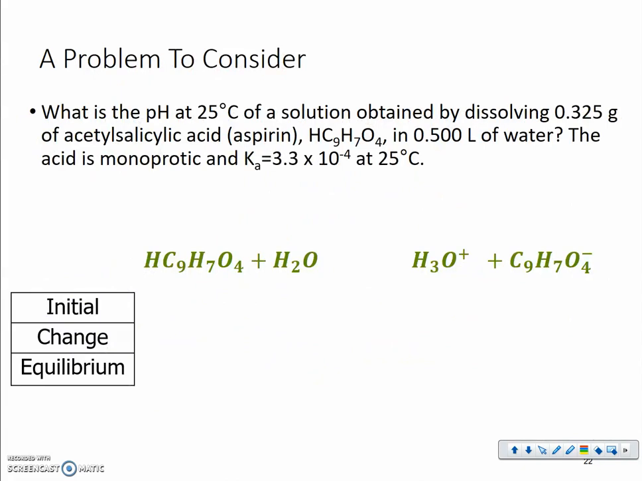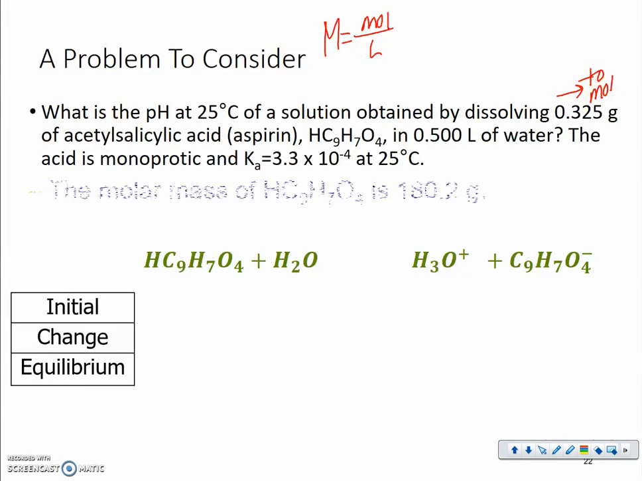All right. What is the pH of a solution that has 0.325 of acetylsalicylic acid, which is just aspirin, and 0.5 liters of water? The monoprotic acid, and we know the Ka. So first thing you have to do is find the concentration of your aspirin. Molarity is found by doing moles over liters, so you have to change this to moles. The molar mass has been given to you, so it's a little easier. And then divide it by your volume to get the concentration.